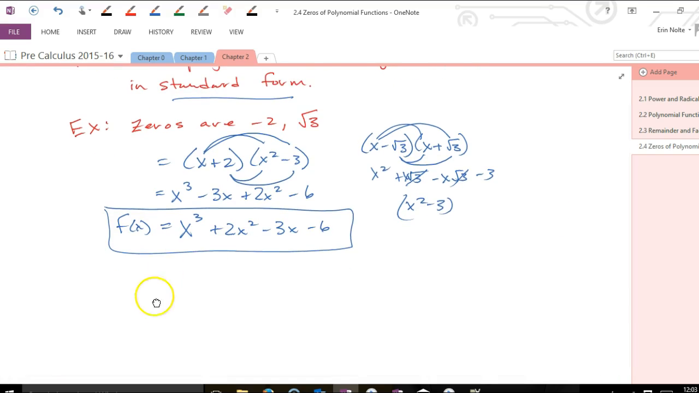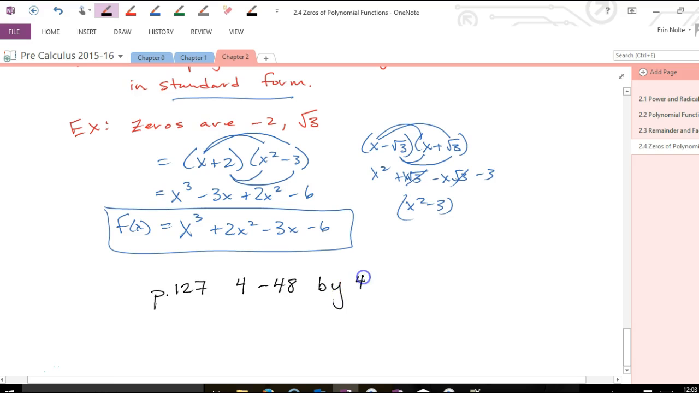All right, so this is what I'm going to give to you guys. You're going to be on page 127. I'm going to cut the assignment in half. So I'm going to have you go 4 through 48 by 4s. Do not do problem number 40.